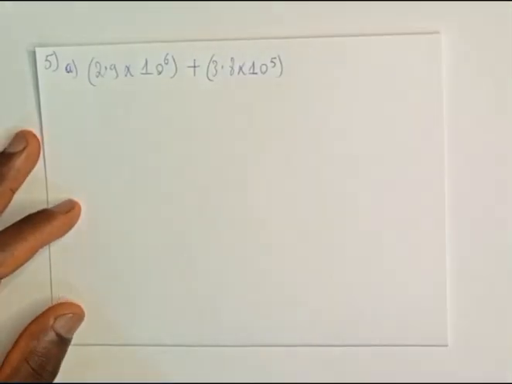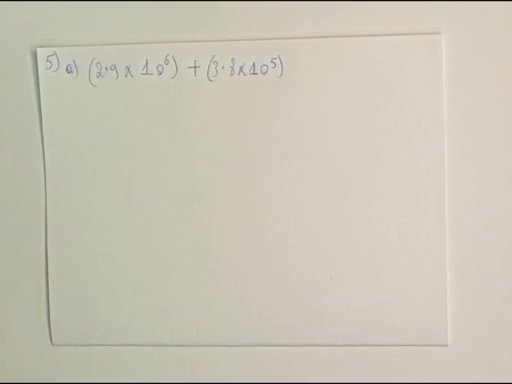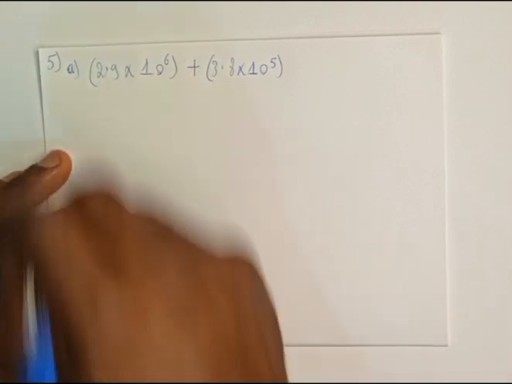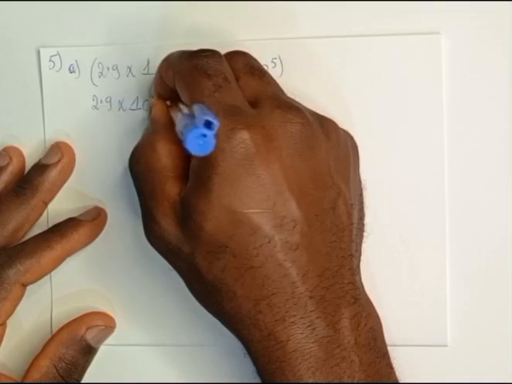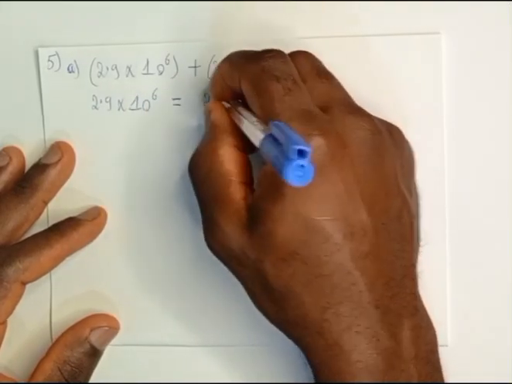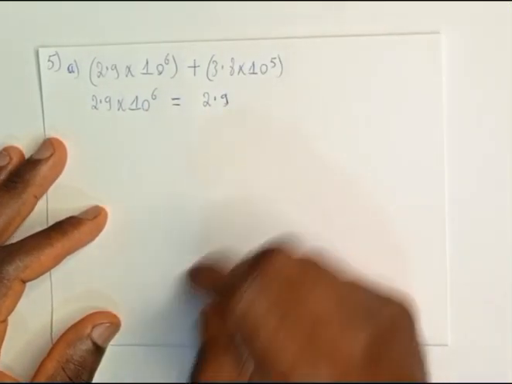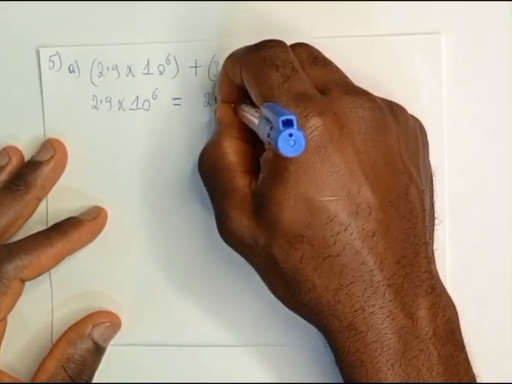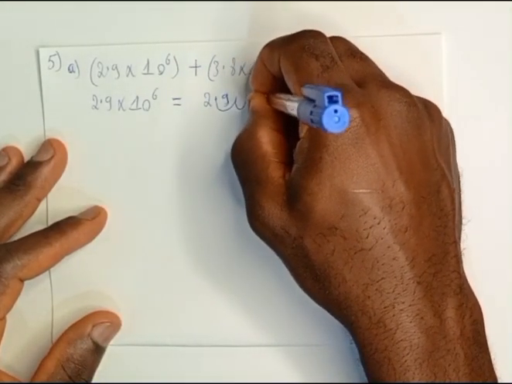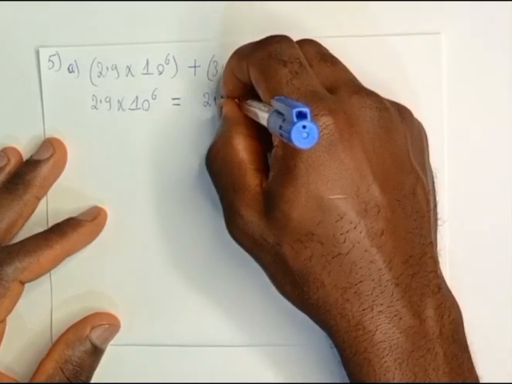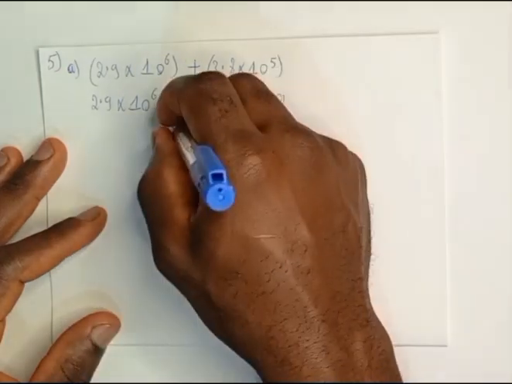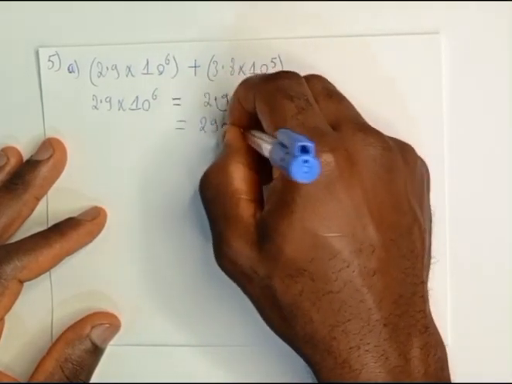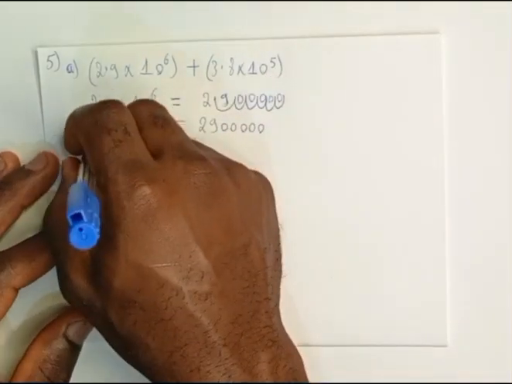First thing, for us to perform this addition, we are going to express the two numbers in standard form in full. We take 2.9 times 10 to the power 6, which is simply equal to 2.9. We are going to move the decimal point 6 places to the right. 1, 2, 3, 4, 5, 6. Then we fill in the gaps with zeros. And this will be equal to 2,900,000.